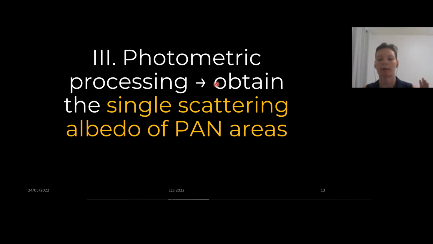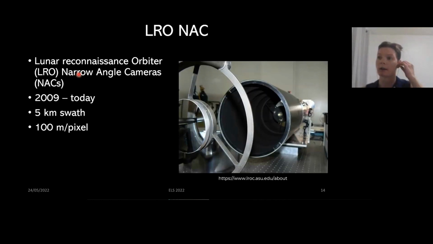So after looking at the Diviner perspective, we move on and actually want to know about the single scattering albedo of pure anorthositic sites, because they can just tell us more about those interesting areas. And to do this, someone from my team made the photometric processing using LROC NAC data. So LROC NAC data are also orbiting on Lunar Reconnaissance Orbiter, and it's still in orbit today.